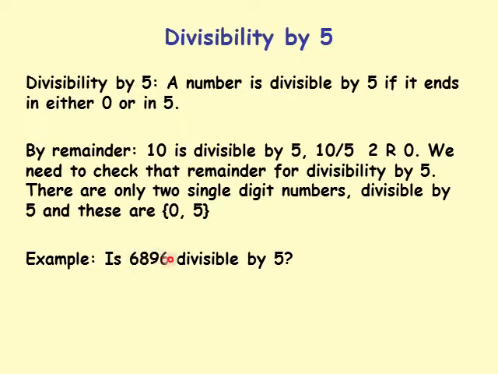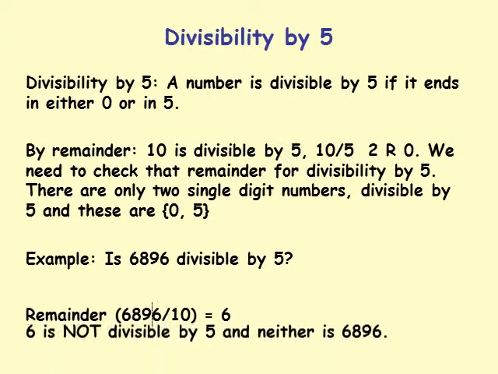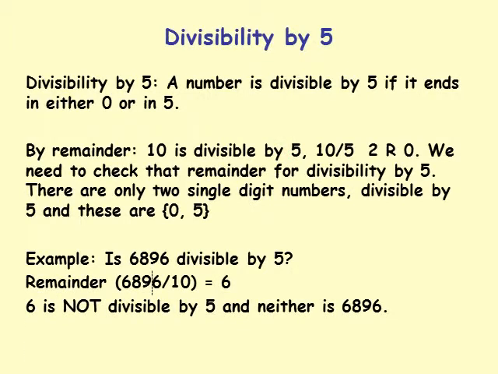Example: is 6896 divisible by 5? Let's continue here. The first step is we're going to take away all the 10s we can. The way we do that is, with 6896, we draw a line to the left of the 6 here; the one on the left is the quotient, the one on the right is the remainder. The remainder is 6. Let's continue. 6 is not divisible by 5. It's not in the set of 0 and 5. So neither is 6896.